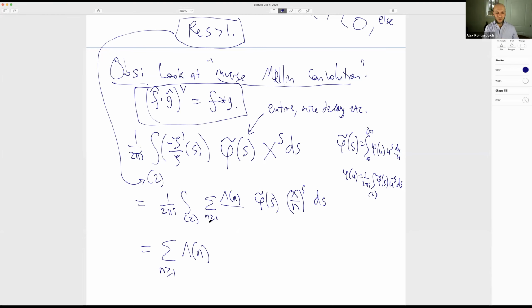And so when I pull this summation out, what am I left with? I'm left with 1 over 2 pi i times the integral over some vertical line of phi tilde times u to the minus s, where u is n over x. So this will be phi of n over x. Does everyone see that?